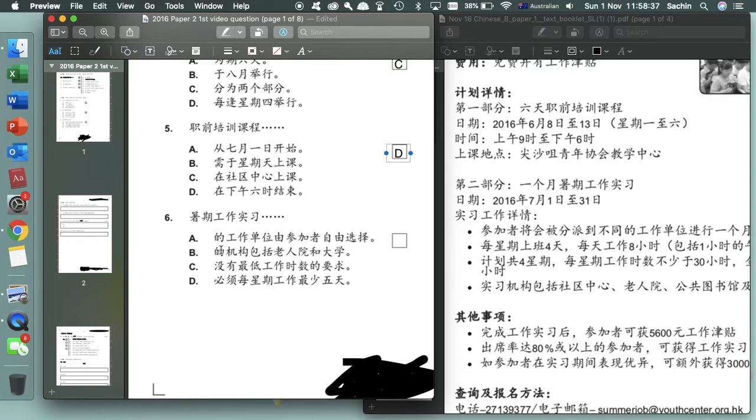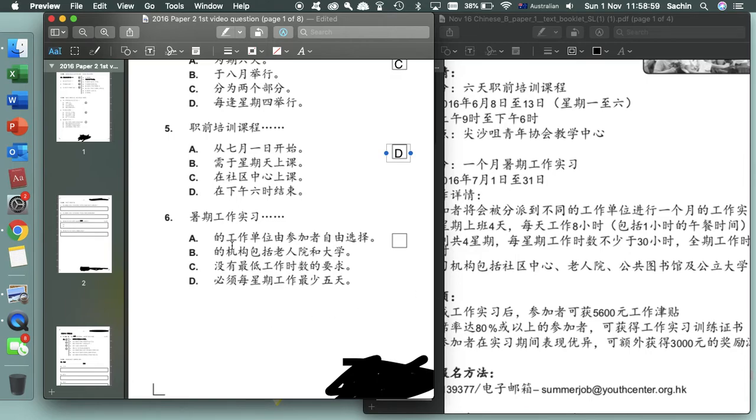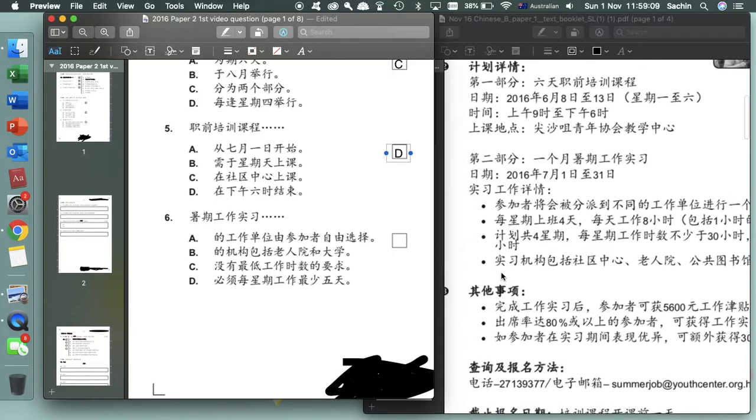B, which is the workplaces, that includes an old person's home and the university, which could be a correct answer, but we'll have to check over these other options to see which one's more correct, because B doesn't include every single workplace. C, it doesn't have a minimum work hour requirement. Well, that's wrong because there is a work requirement thing.